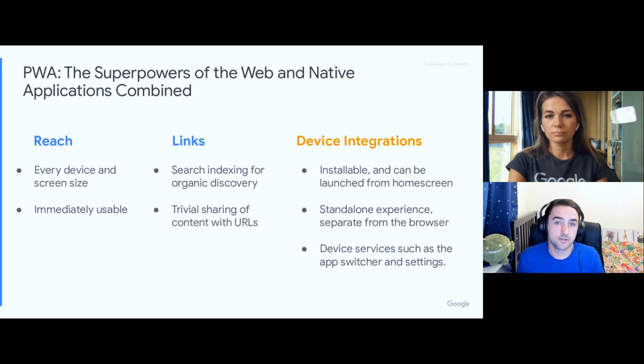If the user then chooses, they can install the PWA and get the device integrations they expect from an app, such as being accessible from familiar discovery and launch surfaces like the home screen or the app tray. They get a standalone experience, which is separate from the browser, and native device services such as the app switcher and app settings.